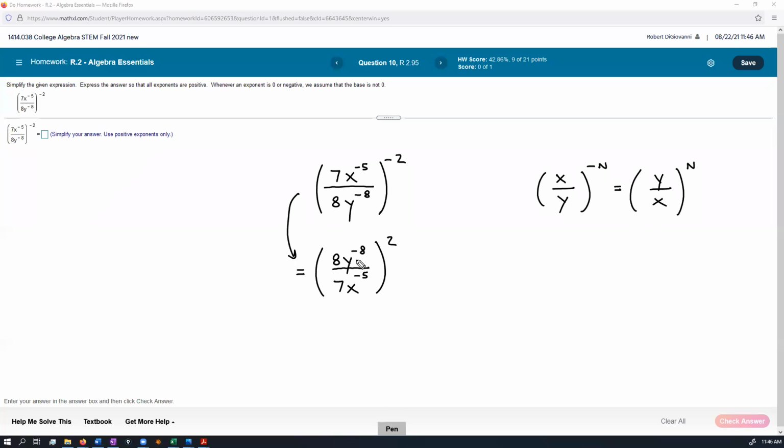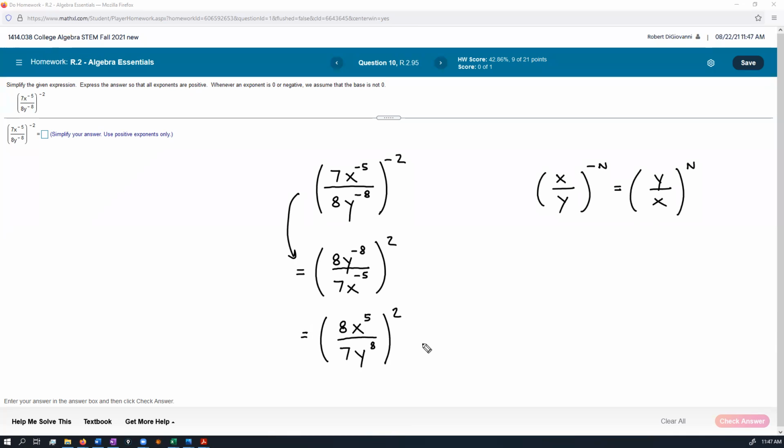So, all right, my next line, I'm going to put the 8 still there. The x to the -5 on the bottom comes up as an x to the +5. The 7 stays on the bottom. The y to the -8 on top goes down to the bottom as y to the +8, and then we still have a squared.